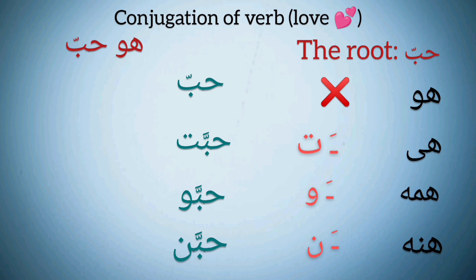Hiya habbat, we add at to this one, and it means she loved. Humma habbaw, we add aw to this one, and it basically means they loved. But this is masculine. For feminine, we have hinna habbin, we add an. They loved, but it refers to females.